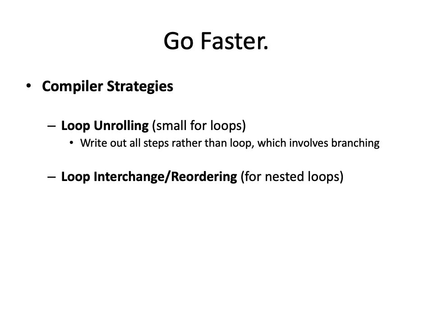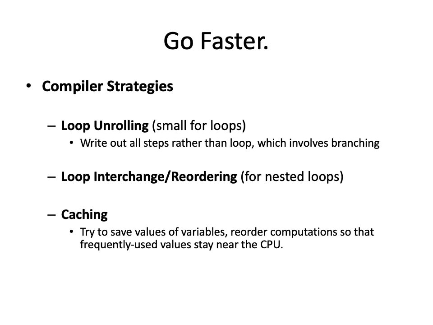It will also do something called loop interchange and reordering. So if you have a loop within a loop within a loop, as we'll see on the next slide, you can make that go a lot faster. Next, you can also use a strategy called caching. If you have a variable that you're using very often, you can try to reorganize computations to keep those frequently used values closer in memory. And if they're closer in memory, closer to the CPU, then it takes less time for them to get to the CPU. The compiler knows exactly how to do that, and it's amazing at that. Way better than I am.